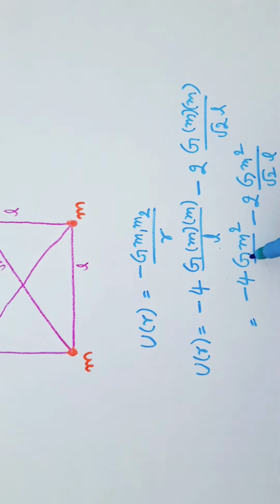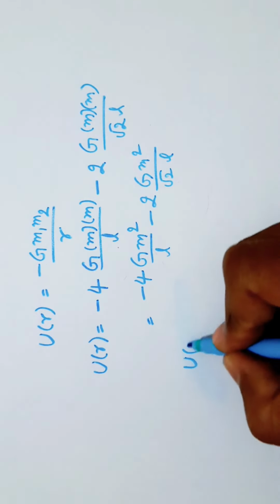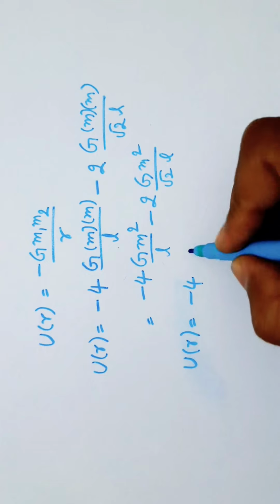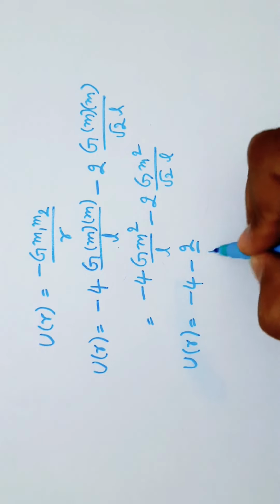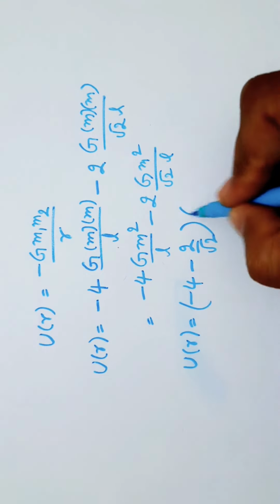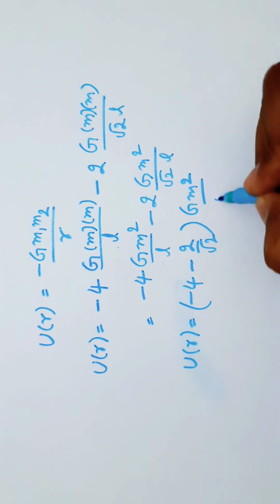So here take G m square by L common. So we can get U of R is equal to minus 4 minus 2 by root 2 into G m square by L.